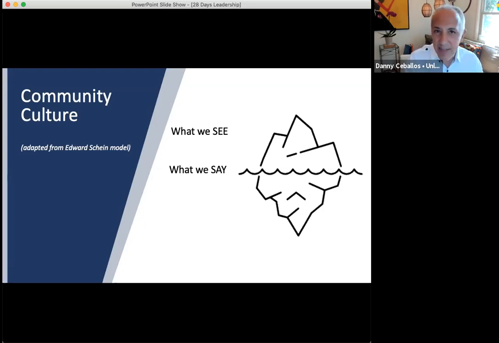But just like an iceberg, the majority of the iceberg is below the water. So below what we see and what we say is what we know. And this is where we really want to pay attention. So once you've got the what we see in place, right, you've got all the cultural artifacts, all the things that we can see that reinforce what we're trying to establish with our community, then we think about what we say. So what are we saying to each other? How are we messaging each other? But lastly is what we know. And this is where the real crux lies.